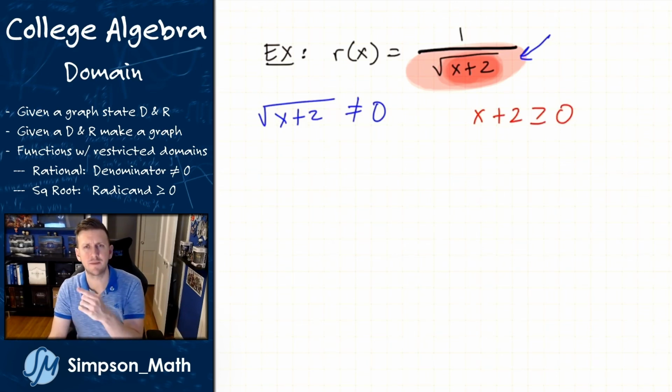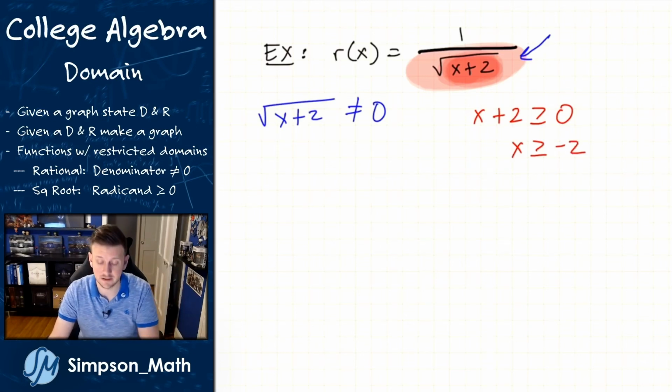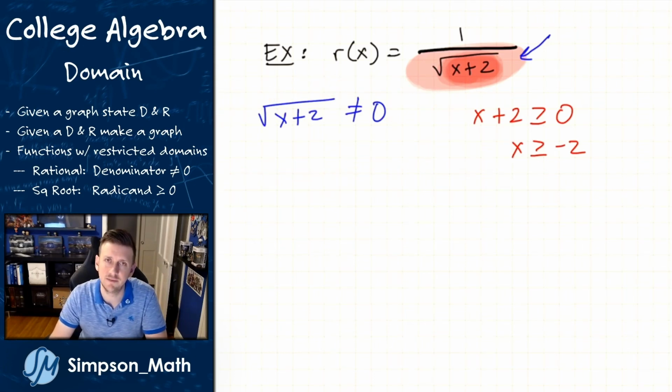And let's solve. I'm going to do the x plus 2 greater than or equal to 0 first, because that's easier. So x has to be greater than or equal to negative 2. All right, so let's solve this one on the left. I have to get that x by itself. So we need that square root to go away. And how do we get rid of square roots? By squaring. So I can square both sides.